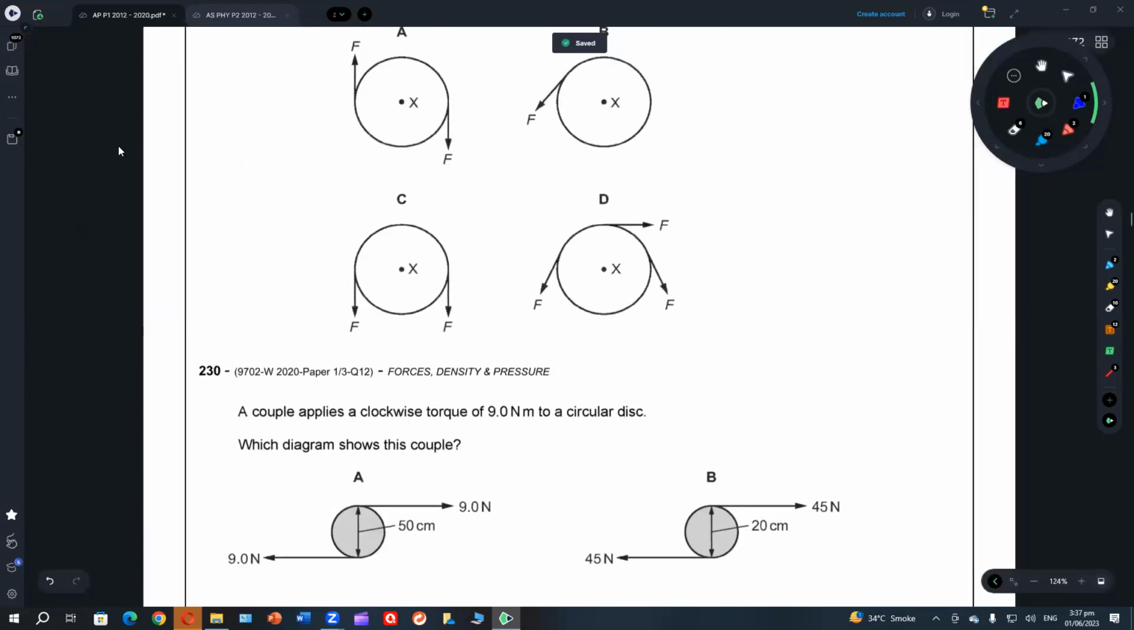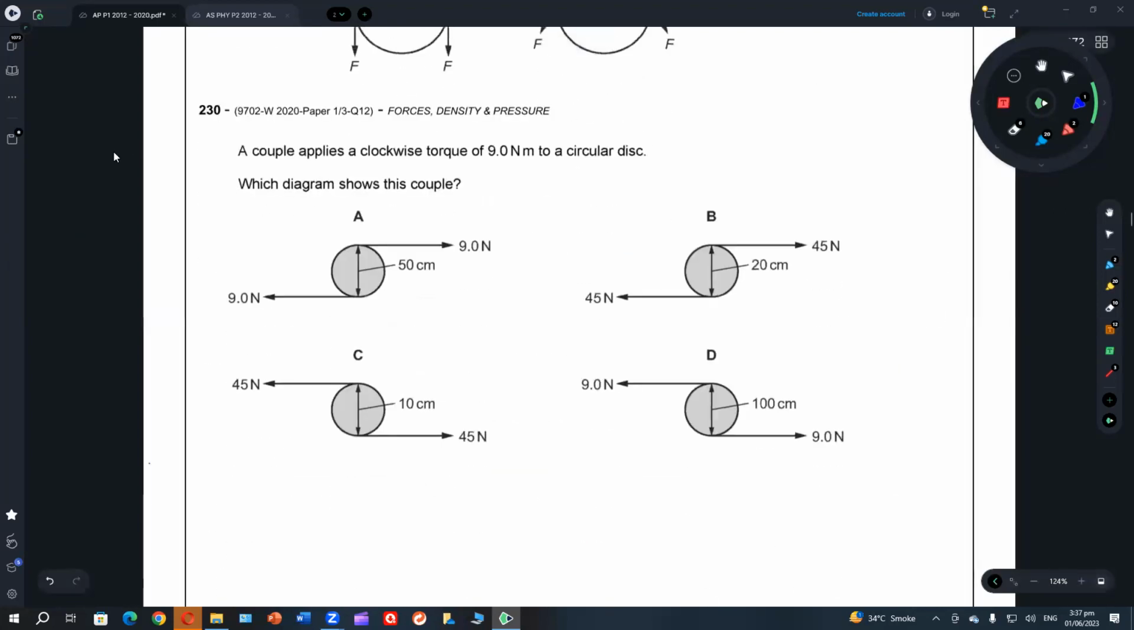A couple is a pair of forces which always tends to produce rotation. A couple applies a clockwise torque of 9 Newton meter to a circular disc. Which diagram shows this couple? A couple is a pair of forces which tends to produce rotation only. And a couple is able to produce a torque.